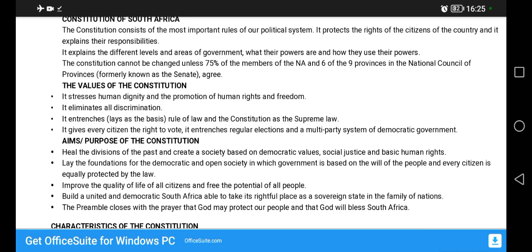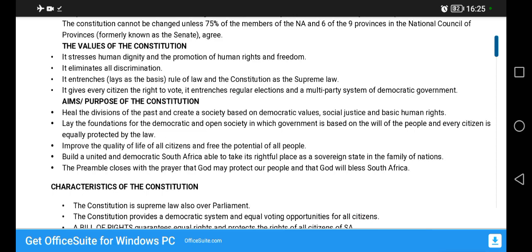Remember, at first we used to have whites this side and blacks this side, but today we are all recognized as one. So it was drafted for eliminating discrimination. And it entrenches the rule of law, meaning everything that is written in the Constitution is the main rule that all the members of the cabinet are also supposed to follow. It gives every citizen the right to vote, né?